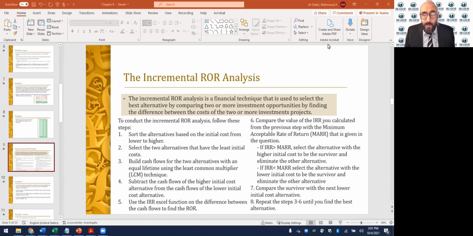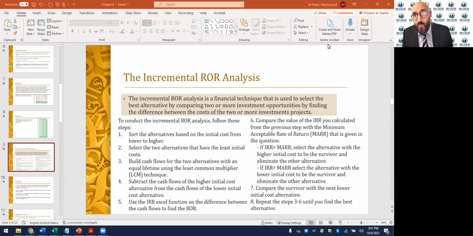We cannot compare an alternative with 4 years and another alternative with 6 years. Yes, we can, but we have to use the least common multiple. We have to conduct the analysis for an equal lifetime. Subtract the cash flow of the lower initial cost alternative from the cash flow of the higher initial cost alternative, and then we use the IRR function to find out what would be the ROR.